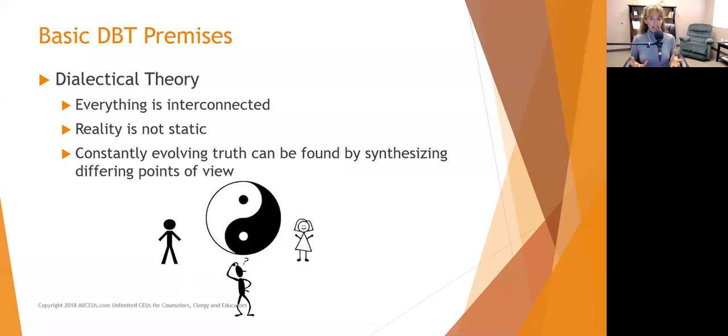You can also do this with a beach ball or something and have pictures on different sides of the beach ball. There are different experiential ways that you can demonstrate this. But it's important to help people understand that we need to synthesize different points of view. So for these people to find the truth about what they're seeing, they need to talk to one another and recognize that from different perspectives, this shape looks a little bit different. And then they can talk about it.